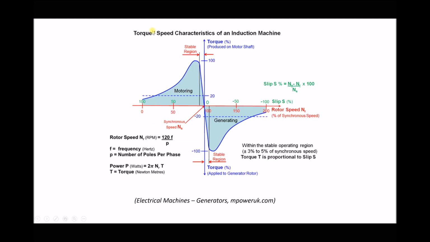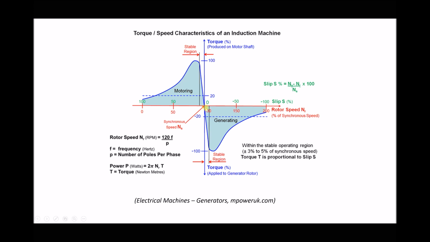Now this diagram here introduces the concept of synchronous speed. So at the centre of the diagram here, we have the synchronous speed. Our x-axis is the rotor speed, and the y-axis is the torque produced when we're motoring, or the torque absorbed when we're generating. Now it's important to point out that torque is directly related to power. So the higher the torque, the higher the power consumed when motoring, and the higher the torque absorbed when generating, the more power we produce.